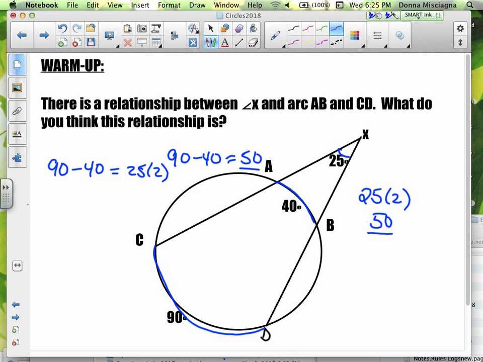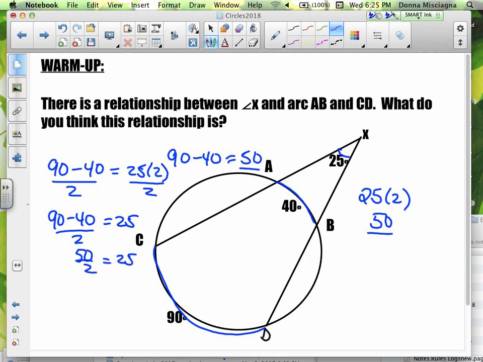What if I just wanted the angle by itself? I didn't want that times 2 there. So instead I wanted it to be equal to 25. What do I have to do to both sides? Well, if I want this to be equal to 25, I have to divide by 2, right? So if I divide one side by 2, I divide the other side by 2. So that means 90 minus 40 divided by 2 equals 25. Would that be true? Well, 90 minus 40 is 50, and 50 divided by 2 is indeed 25.